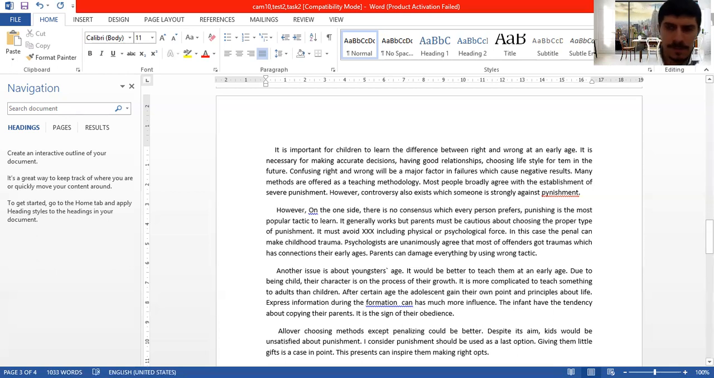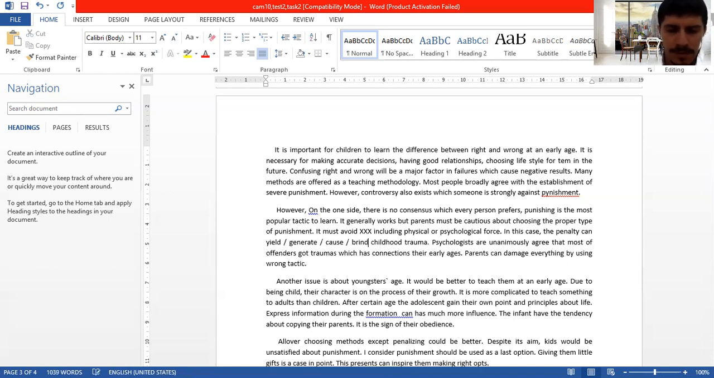In this case, the penalty, okay, it's the penalty. In Azerbaijani, it's penal, but in English, it's penalty or punishment. The penalty can make childhood. Instead of "make", I would use another term like "yield" or "generate". Or aside from "cause", we can say "bring about" or "lead to" childhood trauma. Psychologists are unanimously agree.